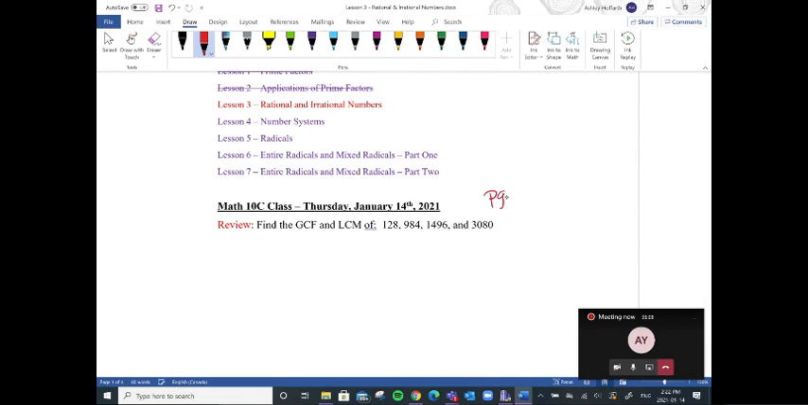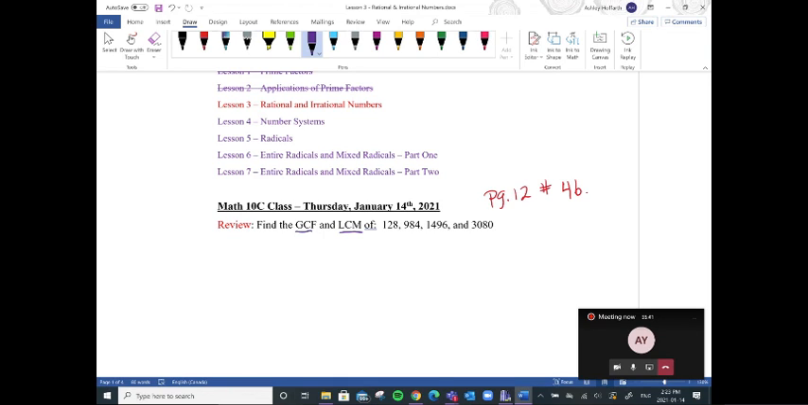Okay, so this is on page 12, and this is question number 4B. If you look in the workbook at that question, if you've done this question, it only asks you to find the greatest common factor of these 4 numbers. So I added, let's find both the greatest common factor and the LCM.